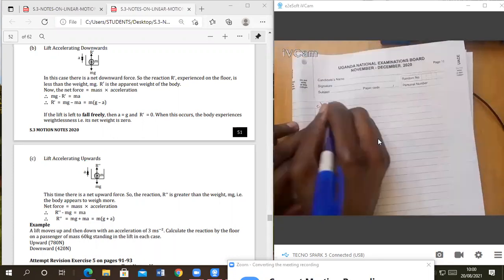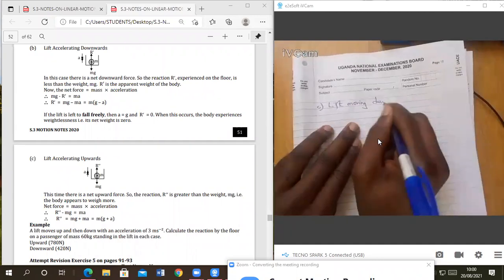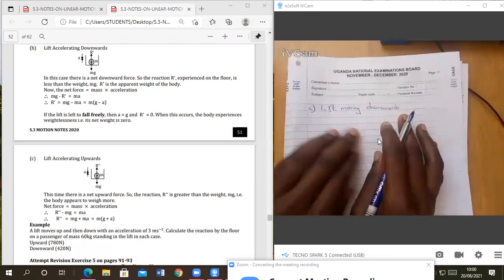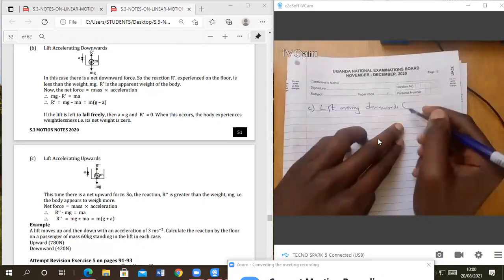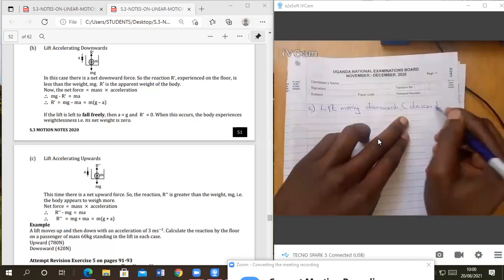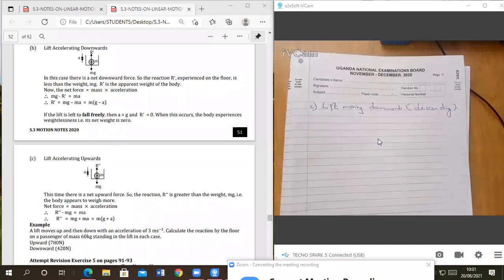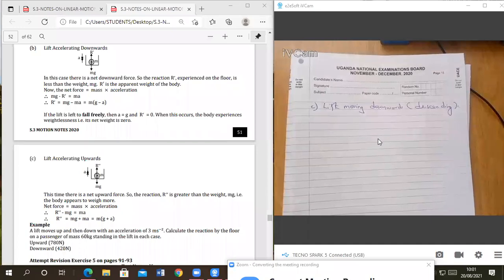When this is a lift moving downwards. If you don't want to use the word downwards, you use the opposite of ascending, which is descending. When the lift is descending, like that. So this time the lift is moving downwards. We said when a person is moving in the lift and is accelerating upwards, the person feels heavier. Now this time when the person is moving downwards or descending in a lift, the person feels lighter. The person feels what? Lighter. So let's put this statement down.